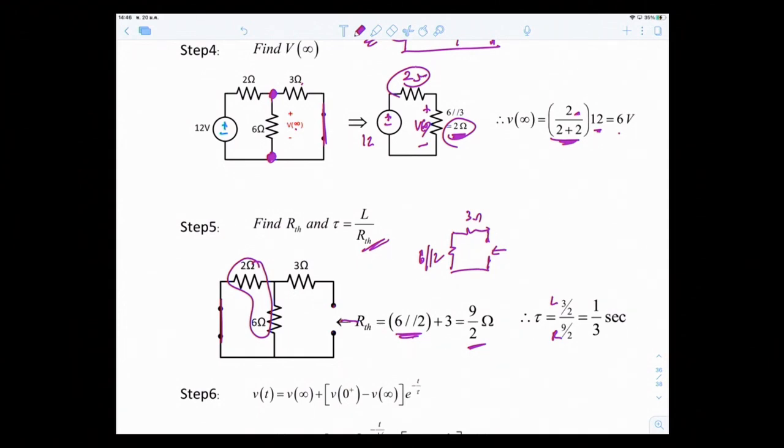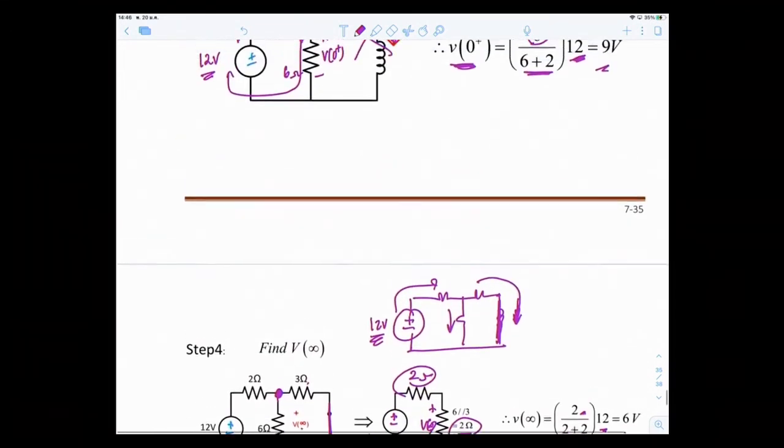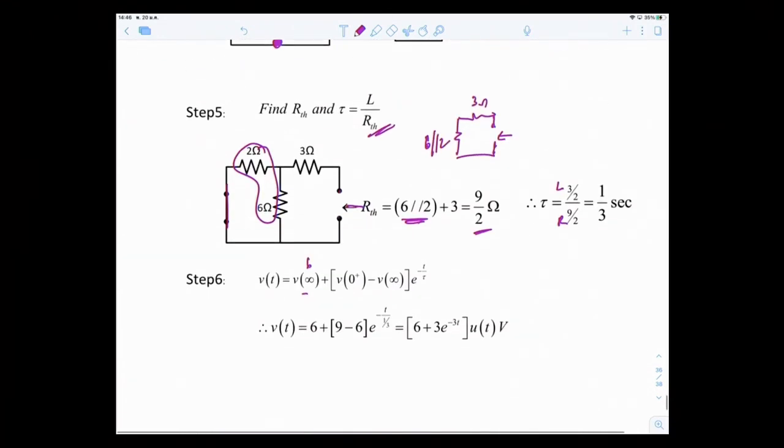V of t would be V at infinity, which is 6, plus V at 0 plus, which is 9, minus 6, times e to the minus t over tau. Tau is 1/3, so therefore the answer at the end is V of t equals 6 plus 3 e to the minus 3t. Just to make sure, this is for t greater than 0, so you put u of t back on. So this is an example of when you have a unit step in the circuit, and also you use a step-by-step approach. Okay, so thank you.